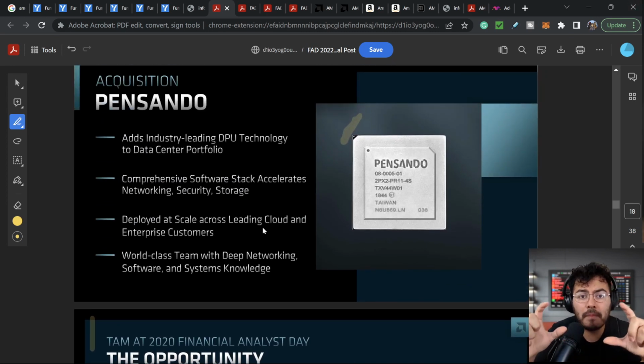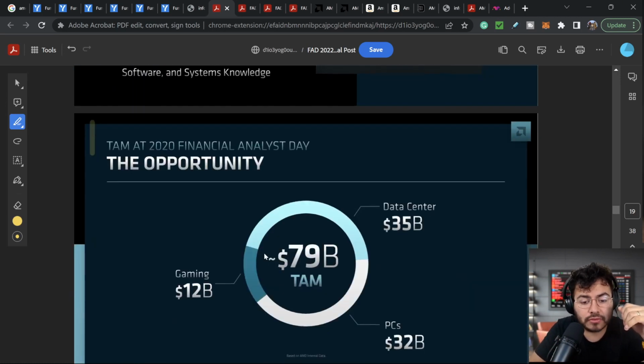Especially, another great thing about these DPUs is when you have numerous chips, you're able to distribute that data to the right chip. And we know AMD has their CPUs, they have their GPUs, they have the DPUs, like I mentioned, they have FPGAs and other forms of accelerators.